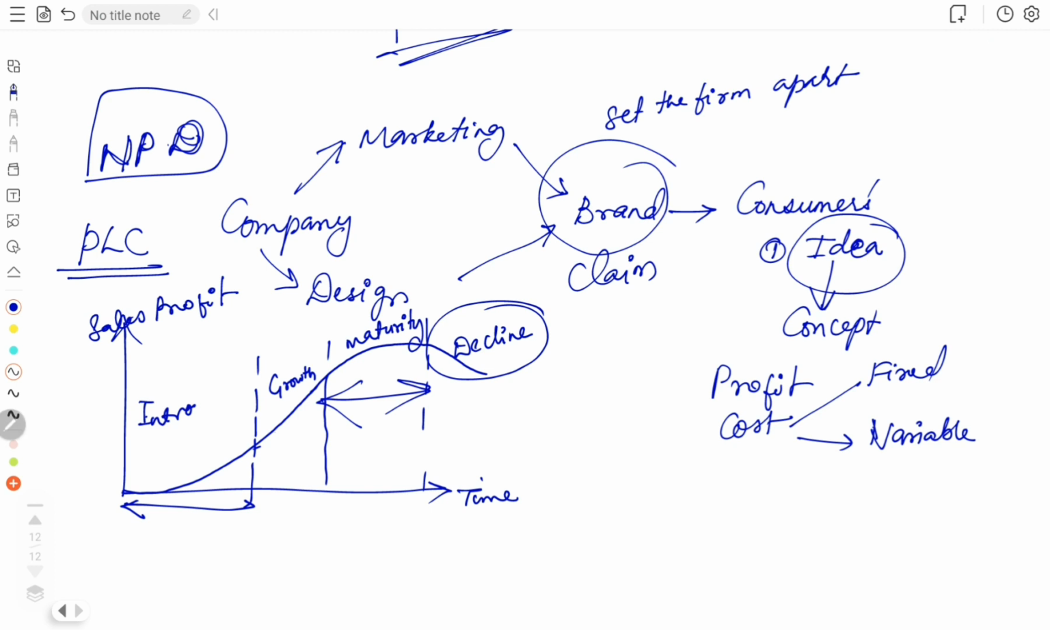So with that, we have discussed all the important concepts in block 2.